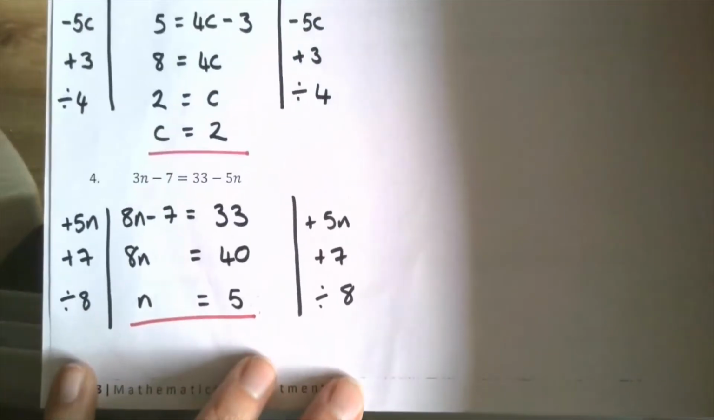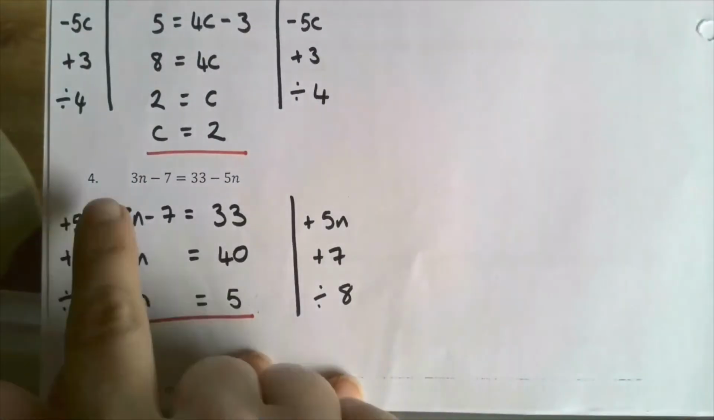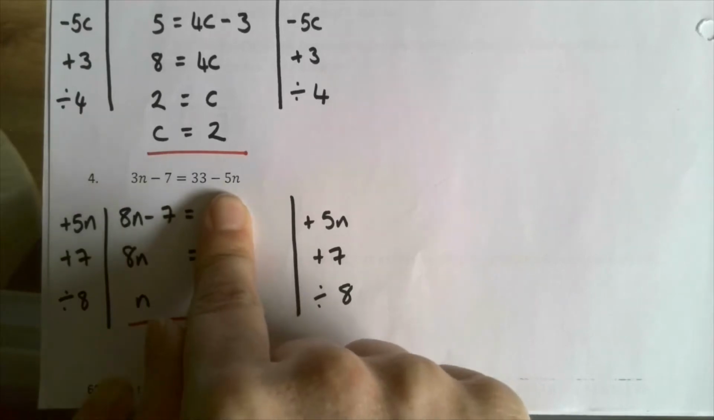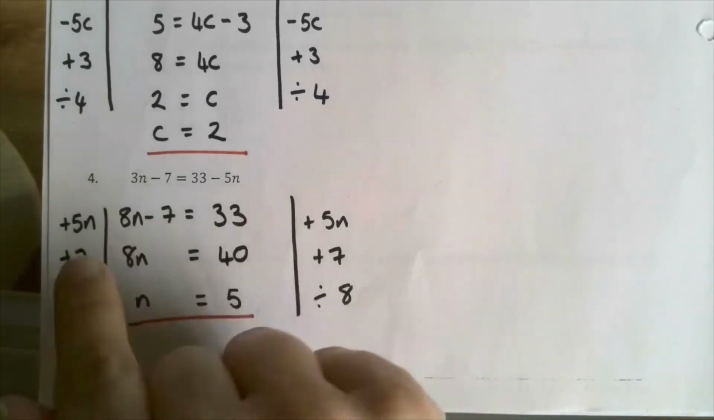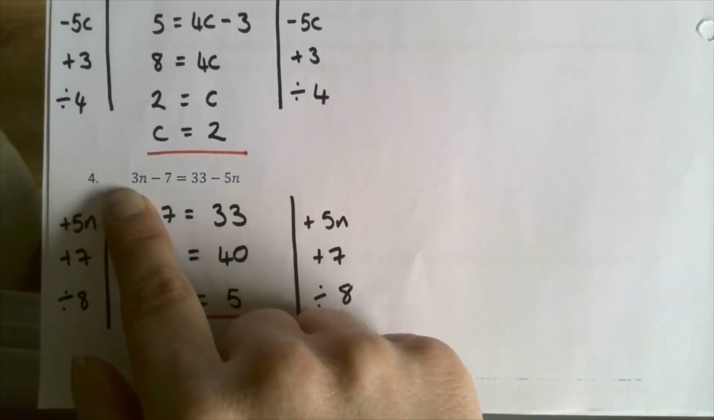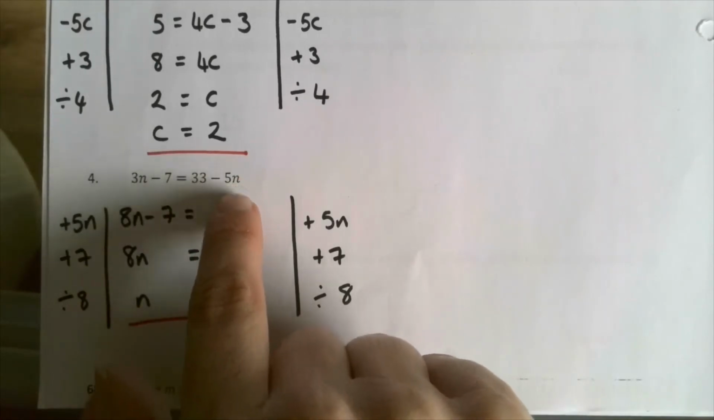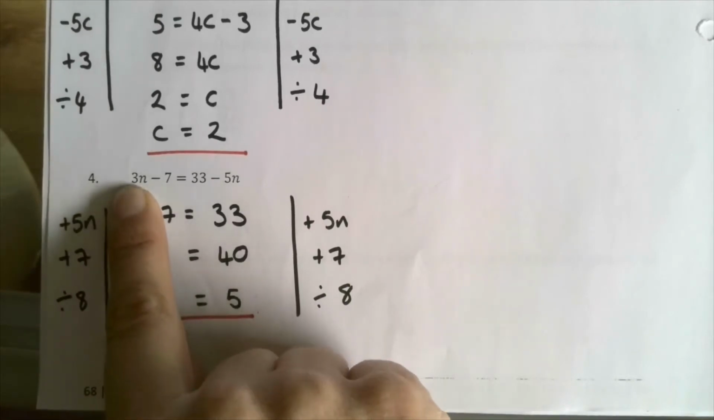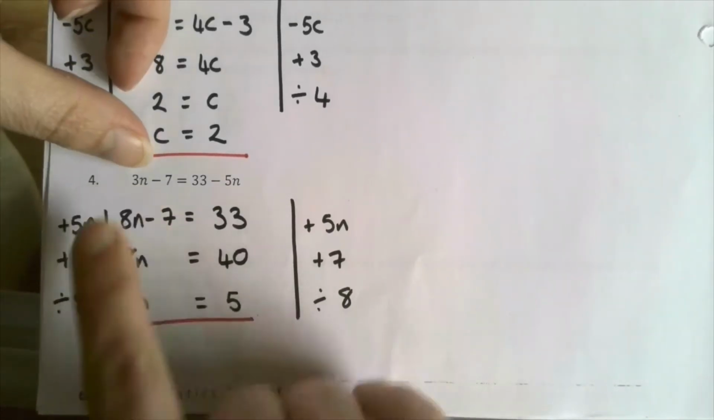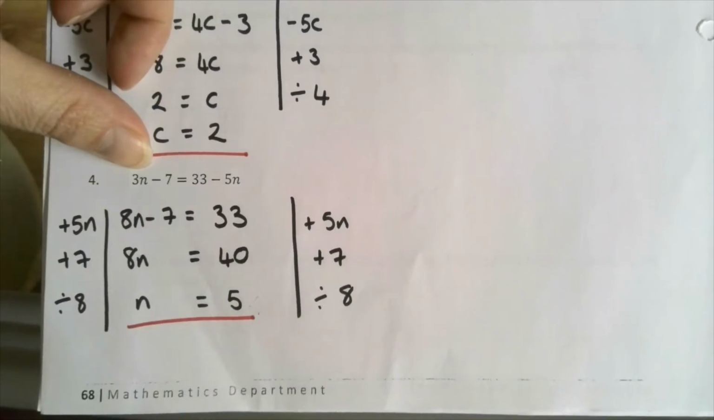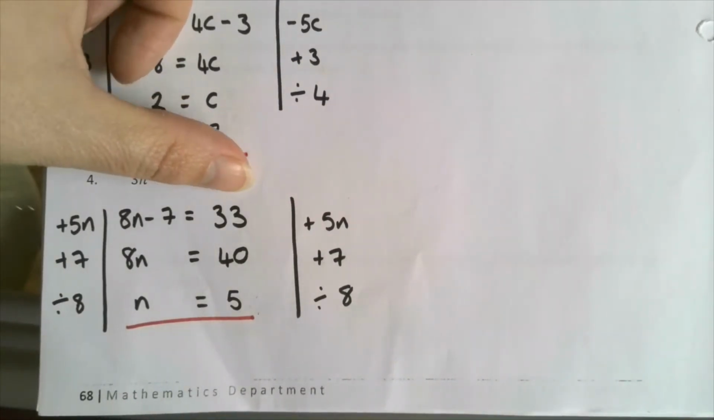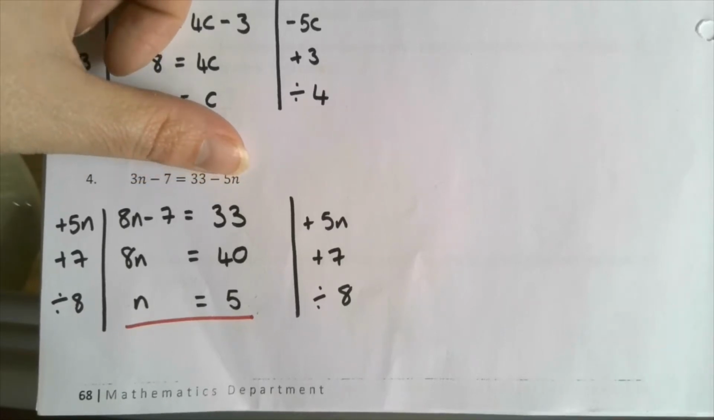Okay. Example 4, we've got 3n minus 7 equals 33 minus 5n. So this is an extra complicated one. Do you see how we have got 3n on this side and we've got minus 5n on this side? Well, that tells me I'm going to want to gather my n's over here, because if I was to take 3n away from both sides, if I have a wee quick look before I do anything, that's going to give me minus 8n on that side, and again that's quite awkward to work with.